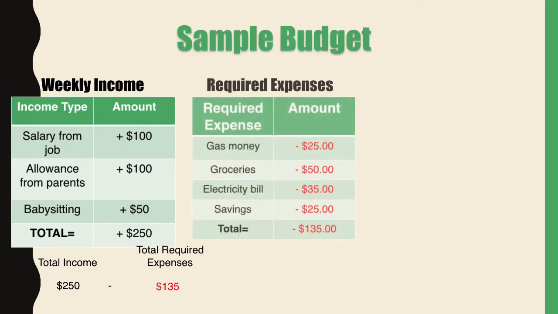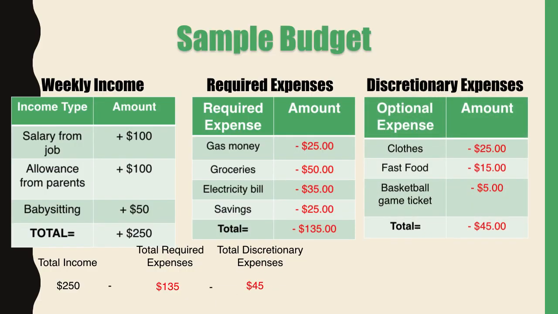The next thing that I did was estimate my required expenses for the week. These required expenses included gas money, groceries, electricity bill, and a deposit to my savings account. The total amount of required expenses totaled to $135.